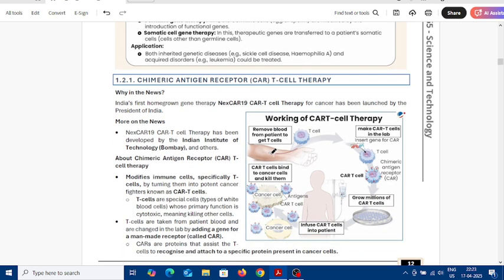Then we have chimeric antigen receptor CAR T cell therapy. India's first homegrown gene therapy, that is NexCAR19 CAR T cell therapy for cancer, has been launched by the President of India. Okay, NexCAR19 CAR T cell therapy is indigenously made in India, has been launched for cancer treatment by the President of India. Developed by IIT Bombay.